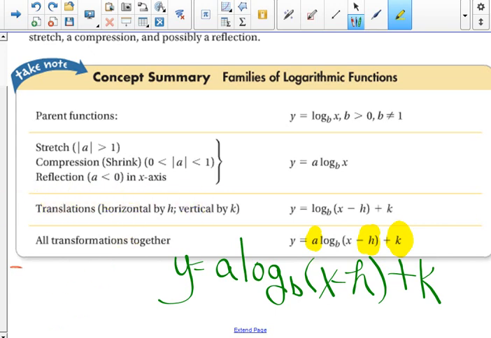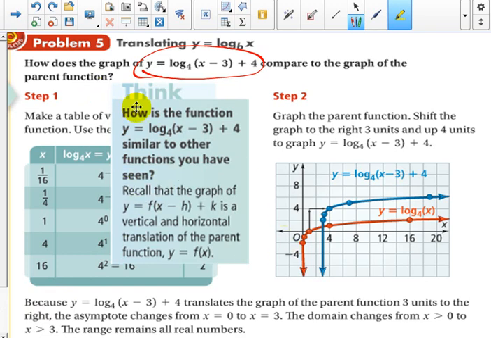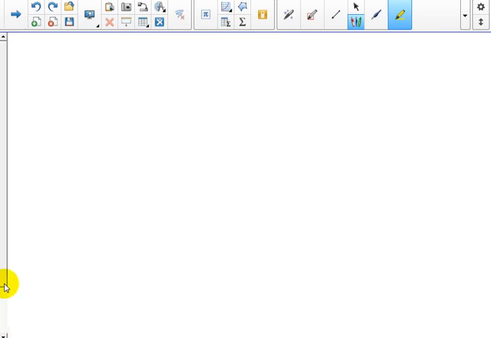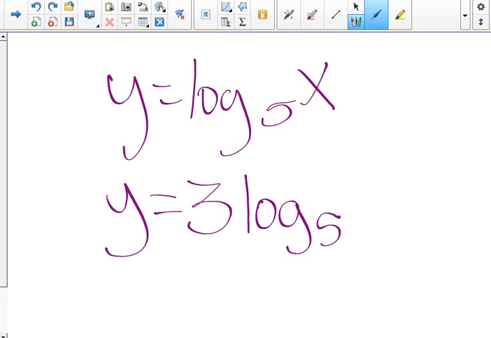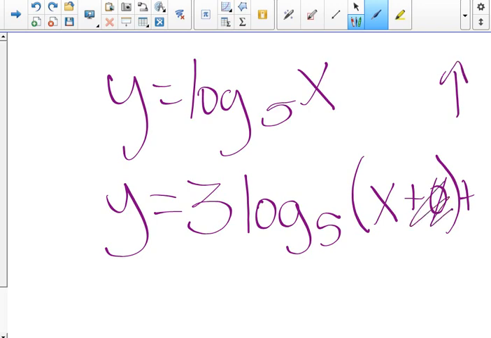Now, on 17 and 18, rewrite the equation. So it says stretch by a factor of 3 and translate 6 units up. So they give us y equals log 5x, and it says stretch by a factor of 3 and translate 6 units up. So where's the 3 going to go? The a value. So 3 log 5, and then open paren x. So it says translate 6 units up. So do I have a horizontal? No. So plus, if it's moving upward 6, it's going to be my k value. So I have nothing for my h value, plus k, which is my 6. Everybody see that? Okay, now do the last one.